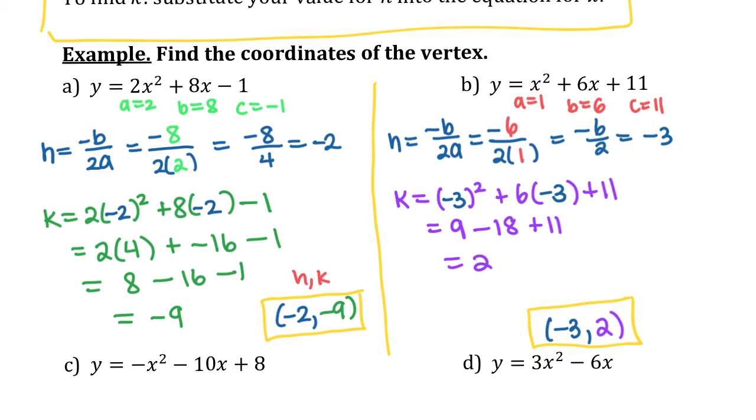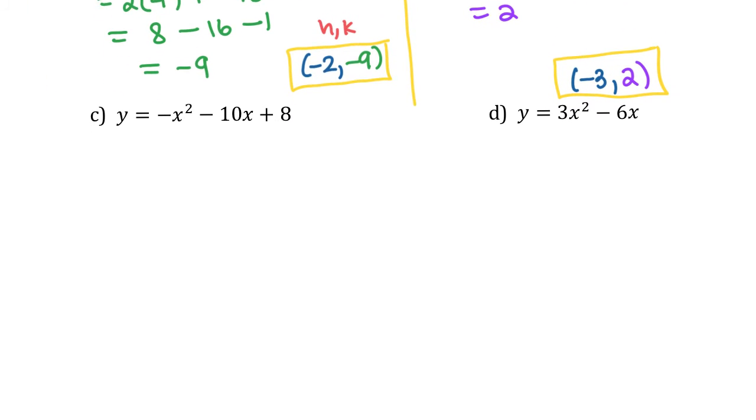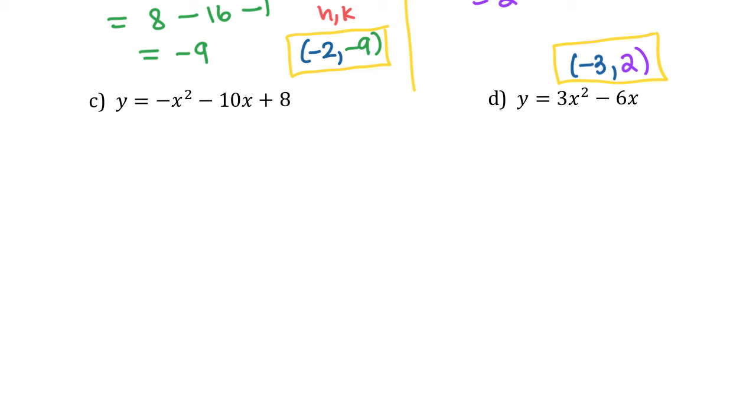And eventually we'll graph that, but not today. Today we're just going to practice this. Okay, I'm going to keep going. These ones just have something that's a little bit different on it, but it's going to be the same style every single time. Okay, so first I'm going to identify a, b, and c. Let's see, a is, it's negative x squared, so -1. b is -10, and c is 8.